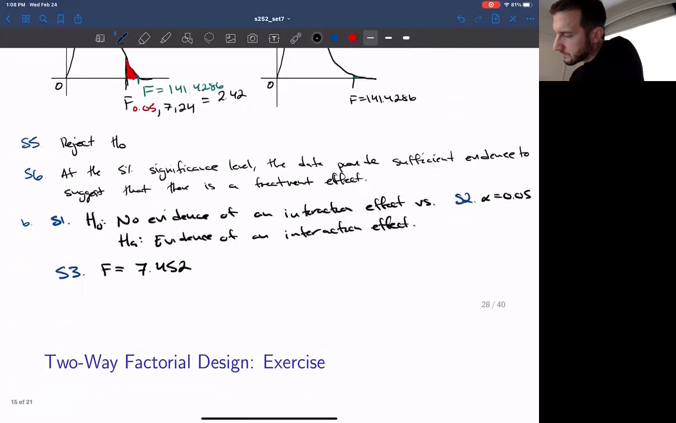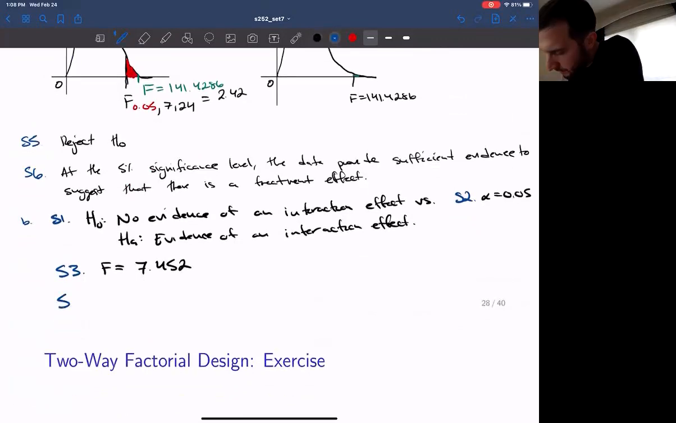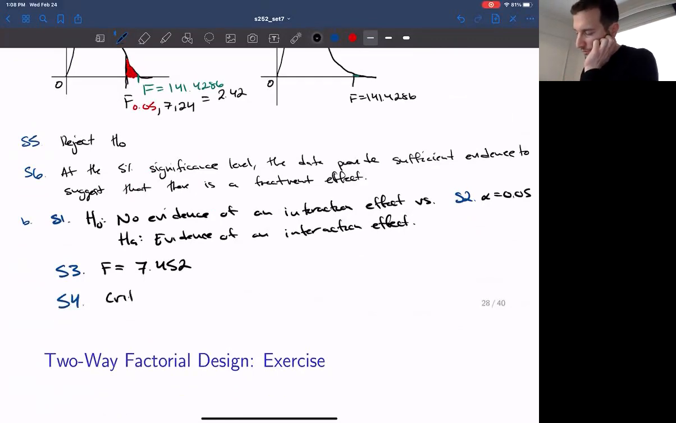Okay. And now on step 4, we can take again either the critical value approach or the p-value approach. So if we take the critical value approach, okay, I'll have to make a little smaller sketch here. Okay, so here's our F curve. We're going to have an F value on 3, 24, and 0.05 in this case.